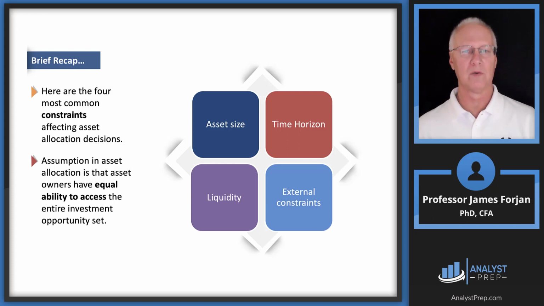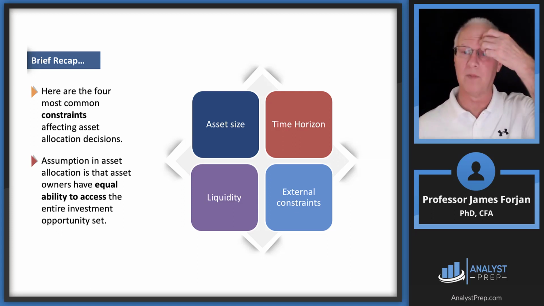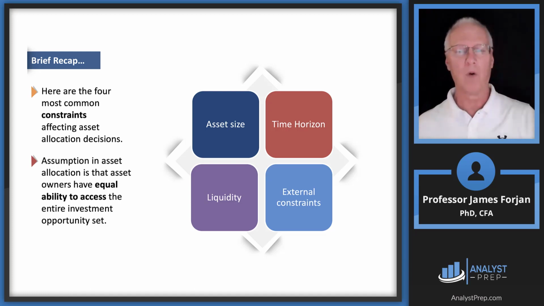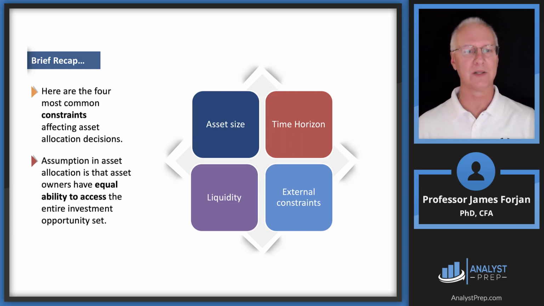So let's start with a brief recap. Recall that the policy statement has a handful of constraints. What we're talking about specifically here are the constraints as they affect the asset allocation decision. In the next couple of slides, we'll talk about size, horizon, liquidity, and some external constraints. But one of those assumptions that the founding fathers of finance made was that investors had sufficient and equal ability to access the entire investment opportunity set.